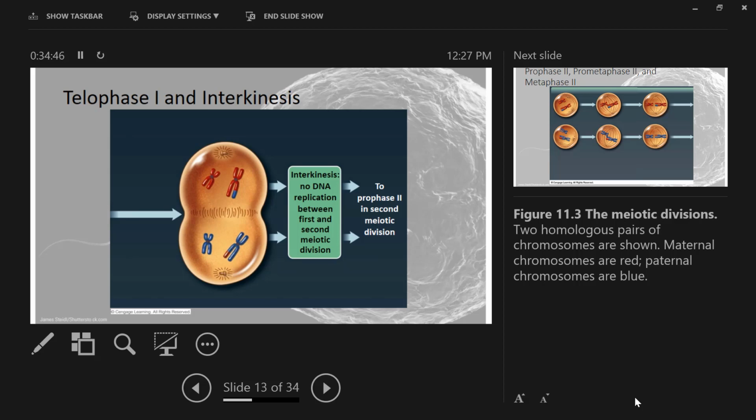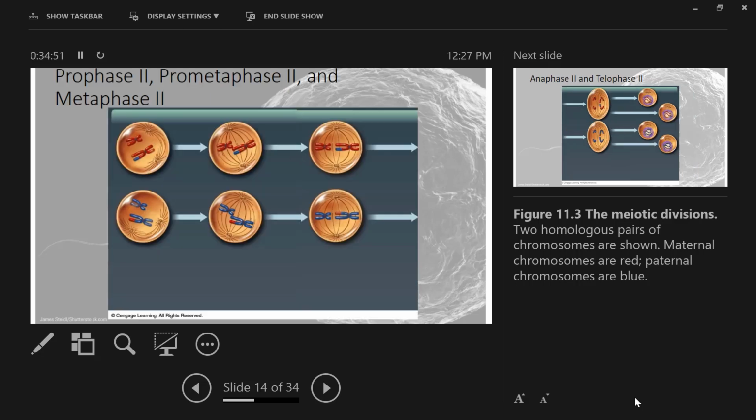All right. So now meiosis I is done. Now what you're going to see is prophase II, prometaphase II, metaphase II. And notice, we still have the normal things happen during prophase. We've got to dissolve the nucleus. We've got to recondense the chromosomes. We've got to rebuild the spindle.